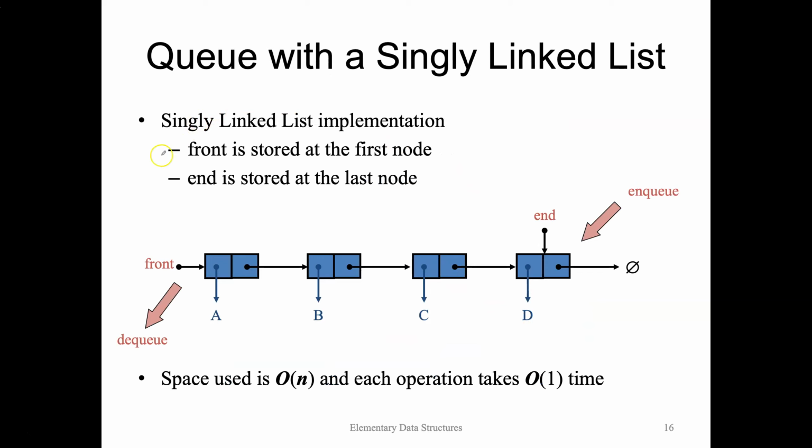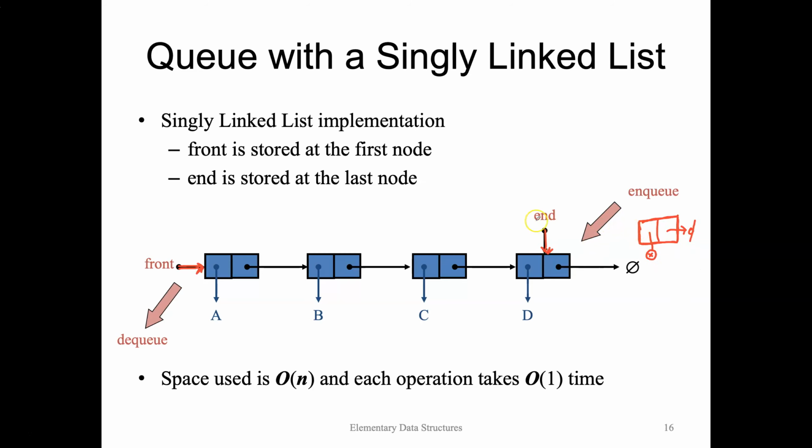The front of our queue is just the first item in our singly linked list, and the end of our queue is the last item of our singly linked list. So the front is stored at the first node and the end is stored at the last node. When we enqueue an item, we want to add a new item. Let's say this is the new item that we're enqueuing. We create a new node, we store whatever our object is here, and we set the next pointer to be just a null pointer, right? So this is the new node that we've created. We called enqueue for this object, let's call it X.